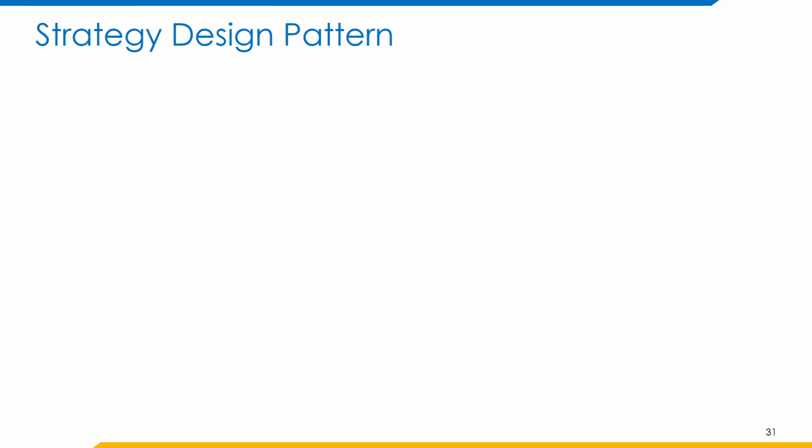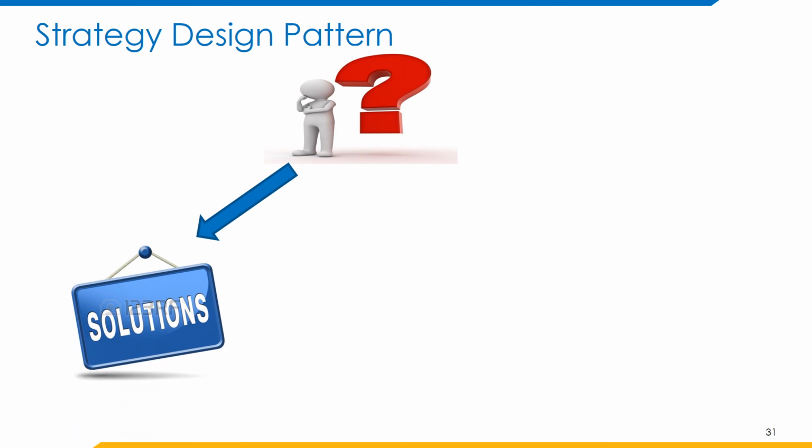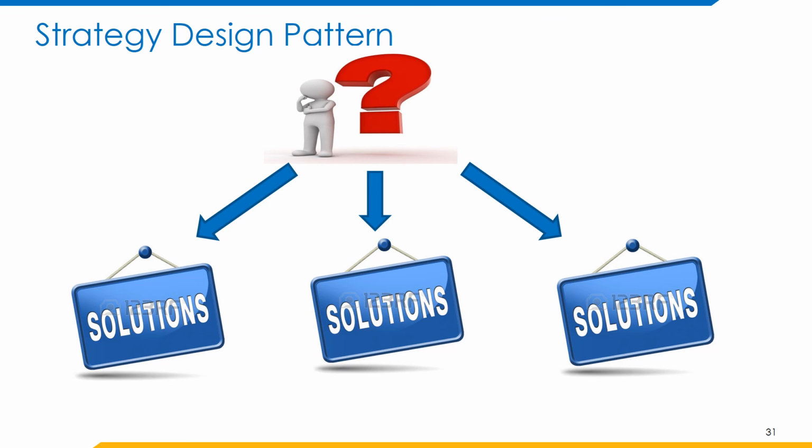So with the help of this design pattern, we will select the best solution for the particular problem. For example, there is one problem. It has 3 solutions. By applying the algorithm, we will select the best solution for the problem.